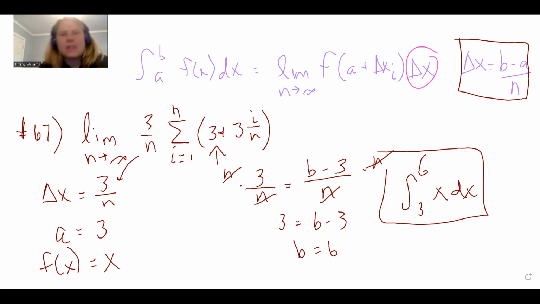Again, the hardest part of this, I think, is just seeing the i and making sure you don't make it like 3x instead of just what it should be, which is x. Let's do one more of those.